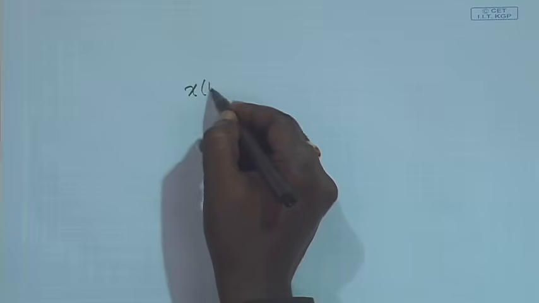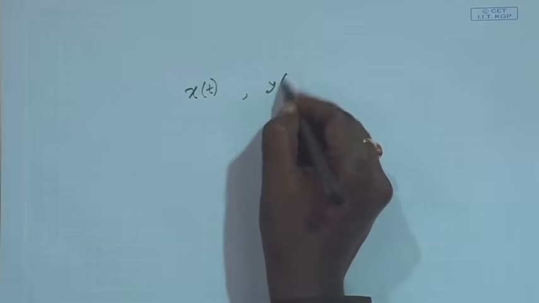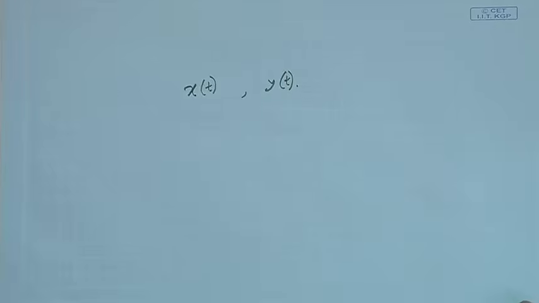Let us try to see what happens. Before that, let us say I have two signals x(t) and y(t). By my definition, these two signals are orthogonal to each other. I am just trying to exploit that orthogonality property in the energy calculation. Okay.